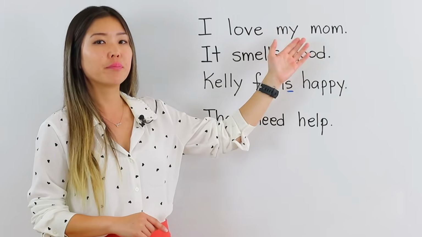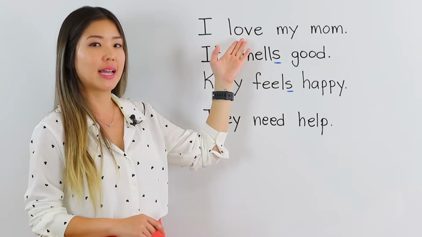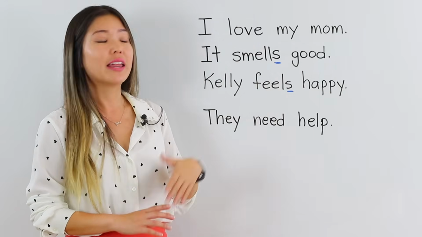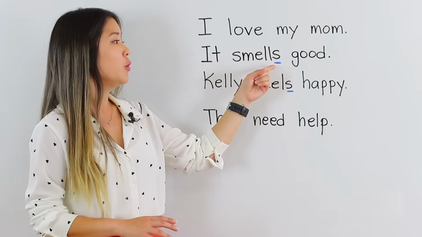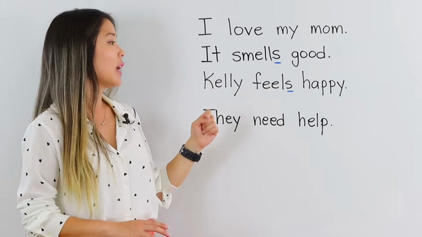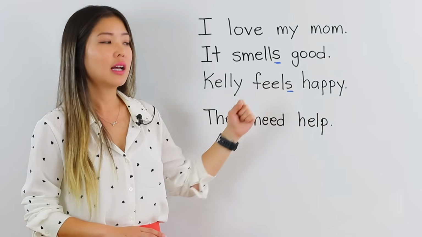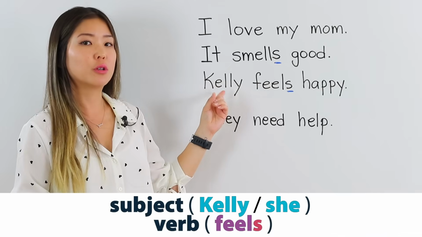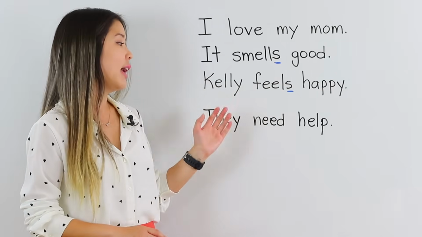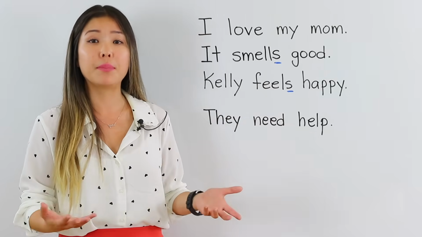I love my mom. The verb here is love. That's an emotion. So I use the present simple tense. It smells good. Smell is one of the five senses. So I use the present simple tense. You'll notice I underlined the S because remember, the subject is it. Kelly feels happy. This is talking about a feeling. Again, the subject here is Kelly, which is a she. So I added an S to the verb. And finally, they need help. We don't say they are needing help, even though it's happening right now.